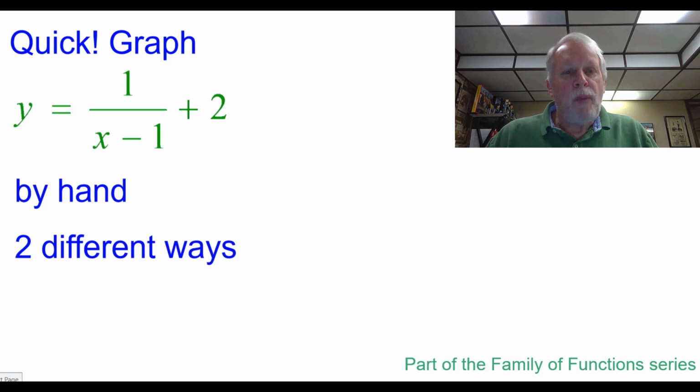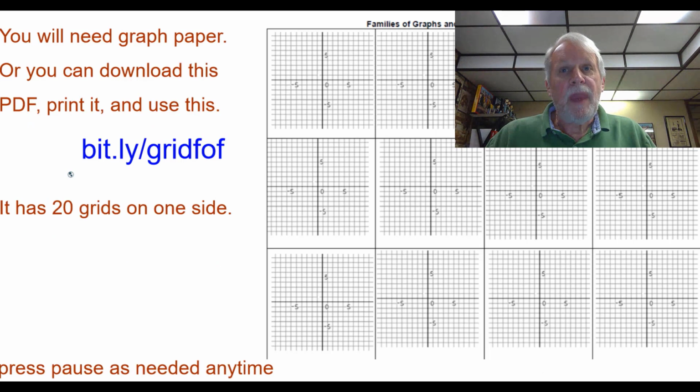Quick, graph y equals 1 over the quantity of x minus 1 plus 2 by hand 2 different ways. This is part of the Family of Functions series. You will need graph paper, or you can download this PDF and print it. Press pause as needed any time during this video.